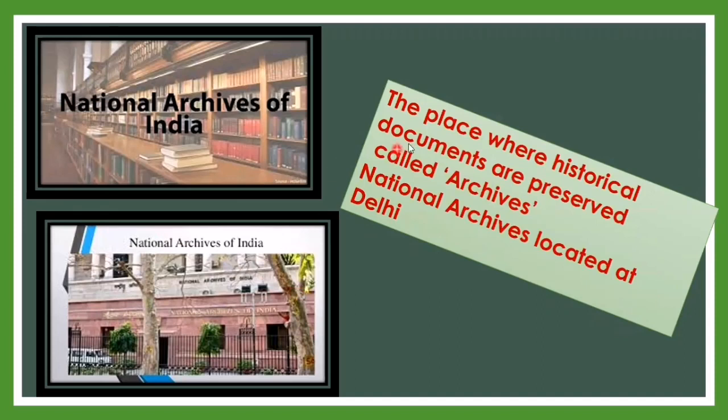What is meant by archives? The place where historical documents are preserved is called archives. And this National Archives is located where? In Delhi, and this is the largest in Asia.